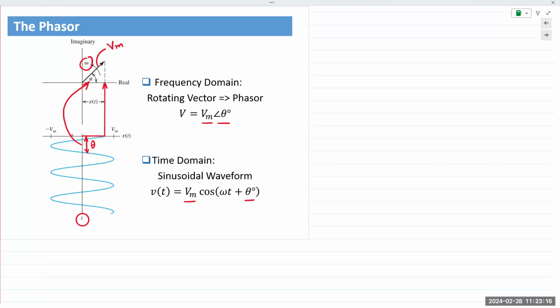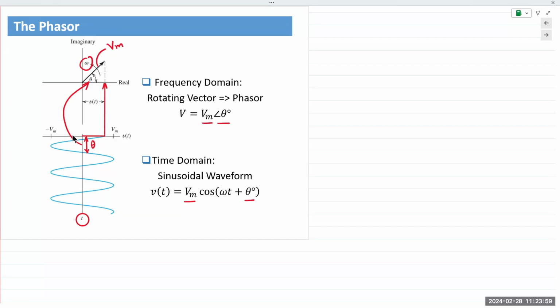If v of t is Vm cos of omega t plus theta, then the magnitude is Vm and the phase angle is theta. And that is the reason why we do not describe theta in radians. We do not want to combine it with omega, because we need that phase angle to describe that vector. Any questions? Does that make sense? We need that phase difference to describe that vector. Note that omega is not part of the description of the phasor.